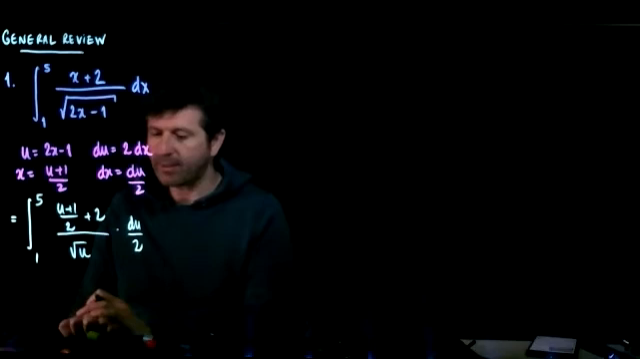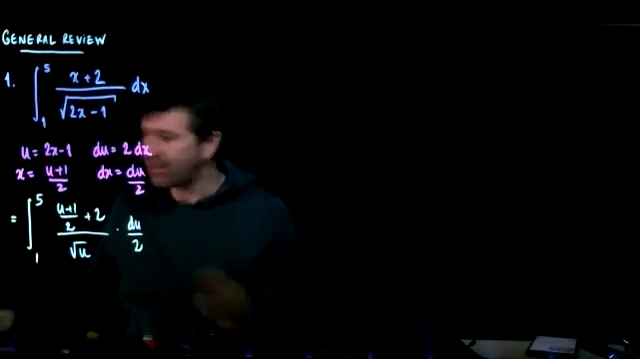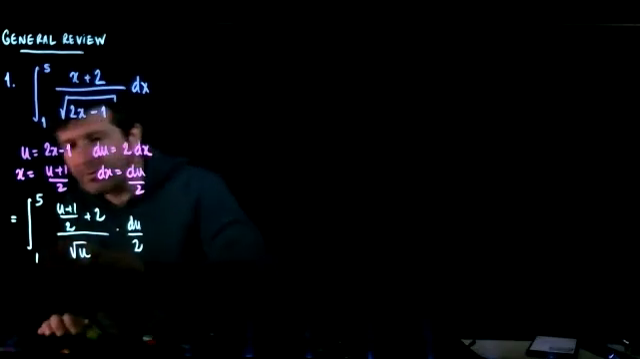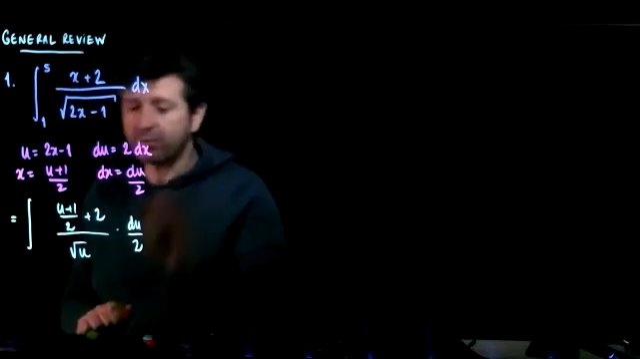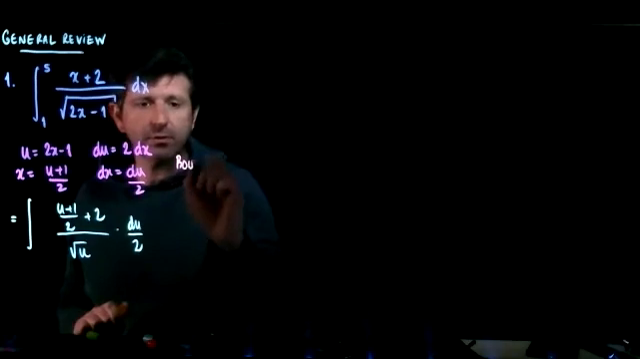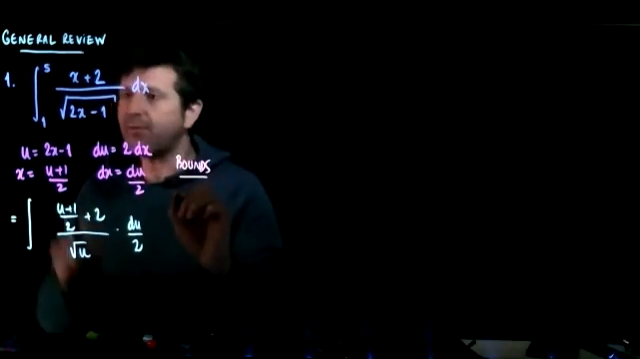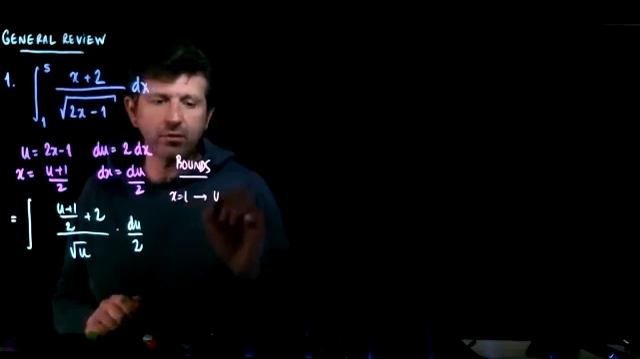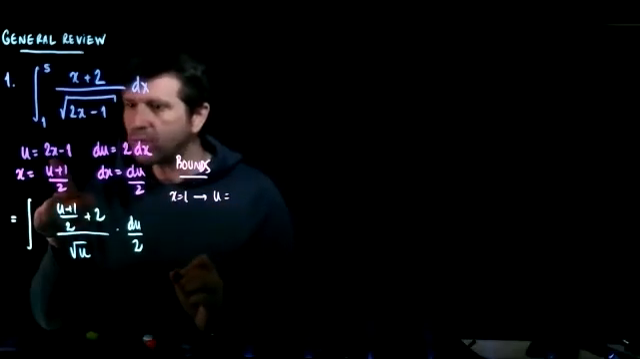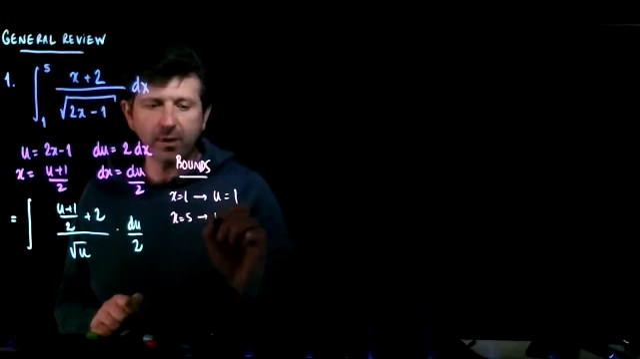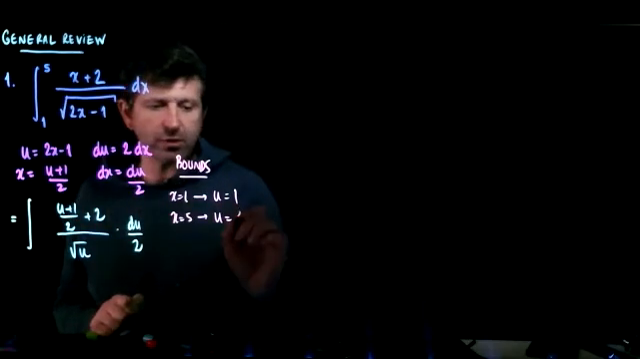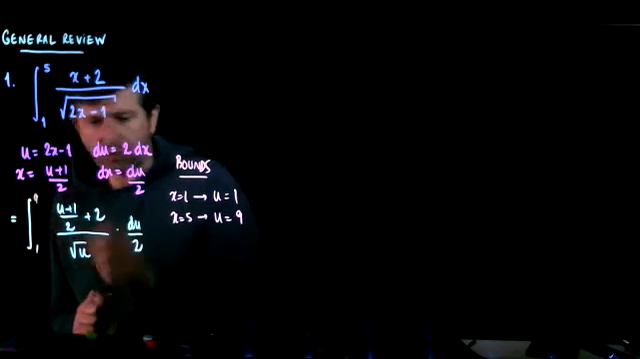Okay? You have to change the bounds. Thank you very much. Okay, so this is no good. We have to change the bounds, so let's change the bounds right away. If x is 1, then u is 2 times 1 minus 1, which is 1. And if x is 5, then u will be 2 times 5 minus 1, which is 9. Okay, so this is from 1 to 9.